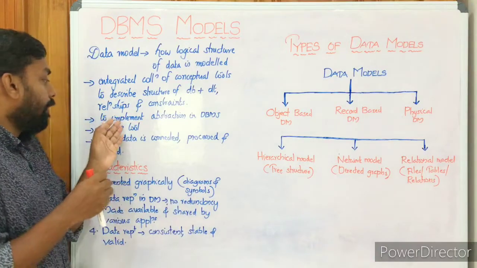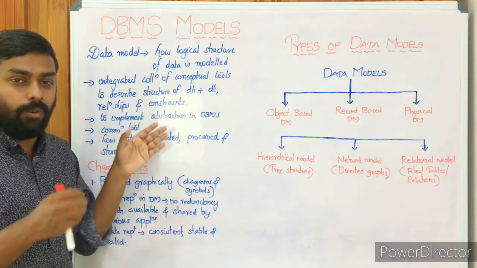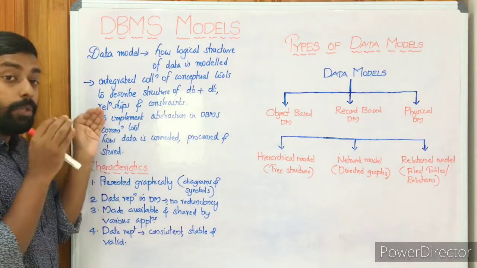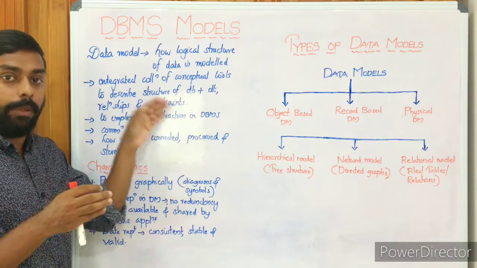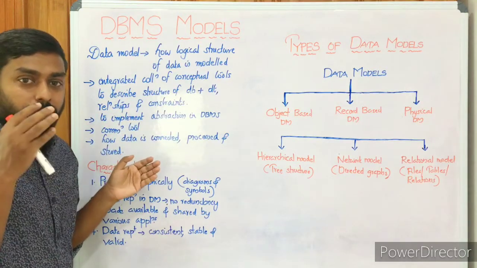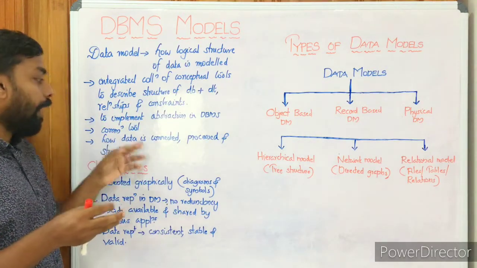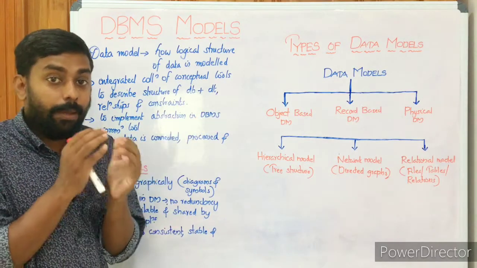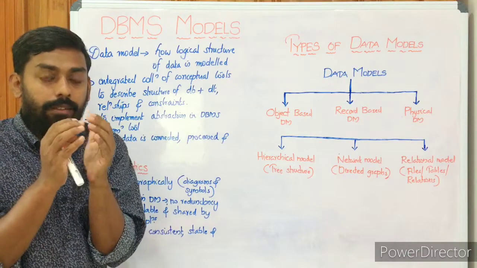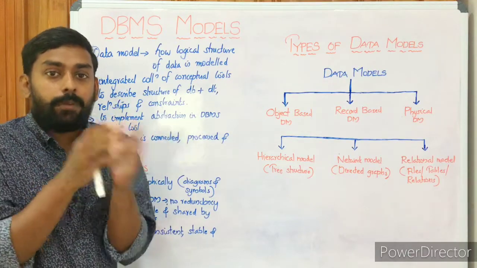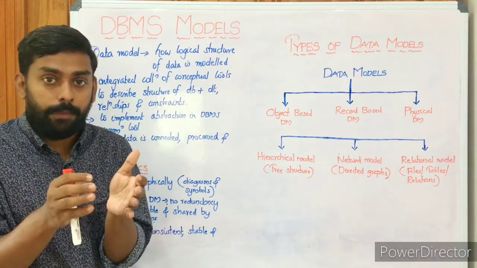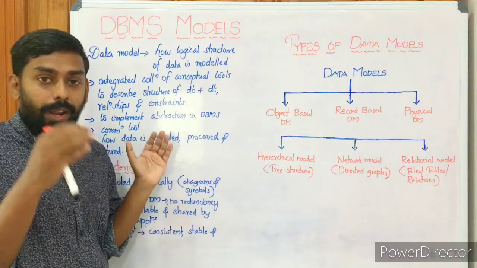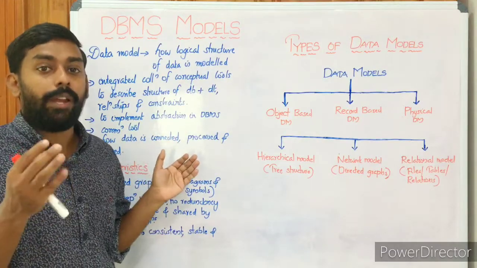Then it's a way to implement abstraction in DBMS. You know what abstraction is? It's a kind of idea. So a data model is used to implement abstraction in DBMS, and it's a communication tool. It's a way to communicate how data is connected, how data is processed, and how data is stored. It's a communication tool that connects the different aspects of the database, like how data is stored, how data is processed and how data is structured or connected.